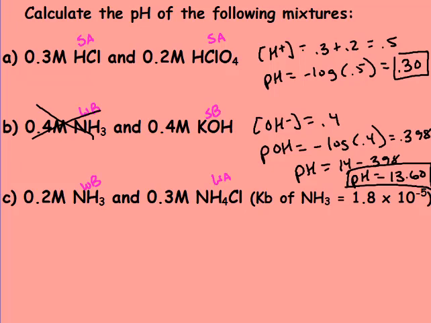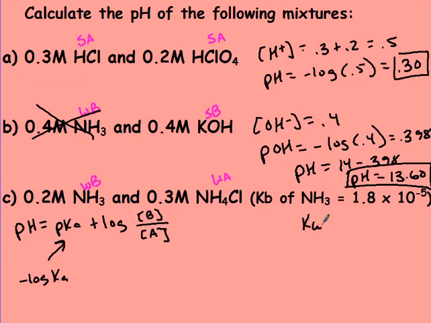And this last one is a buffer. We have a weak base and its conjugate. So when we have a buffer, we can use pH equals pKa plus log of the concentration of my base over my concentration of my acid. pKa is simply negative log of my Ka. They didn't give me a Ka though, they gave me a Kb. So we have to use the equation Kw is equal to Ka times Kb. Kw is 1 times 10 to the negative 14. That over my Kb is going to give my Ka.